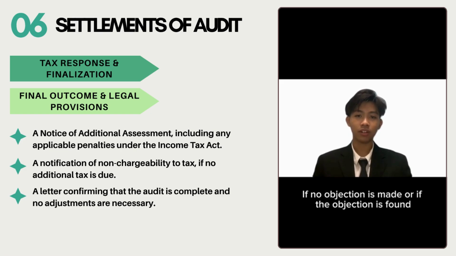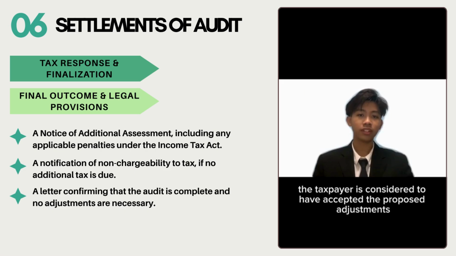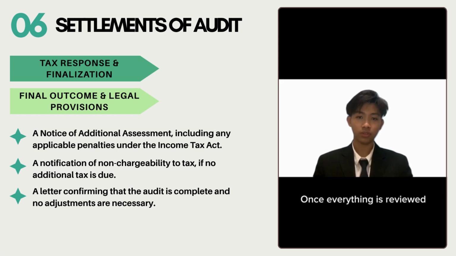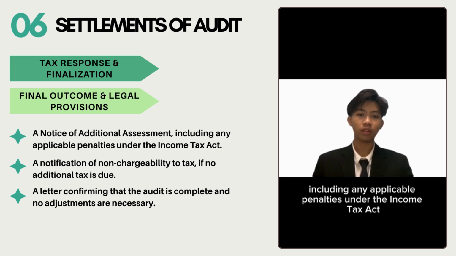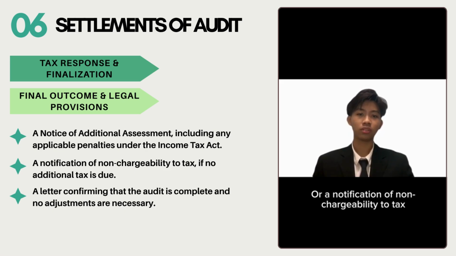If no objection is made, or if the objection is found to have no valid basis, the taxpayer is considered to have accepted the proposed adjustments. Once everything is reviewed, the IRBM will issue one of the following: a notice of additional assessment, including any applicable penalties under the Income Tax Act, or a notification of non-suitability to tax, or a letter confirming that the audit is complete and no adjustments are necessary.